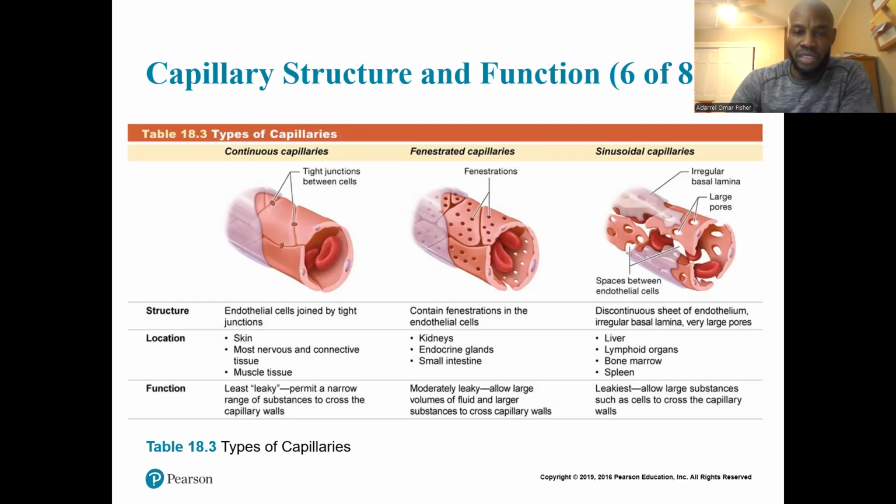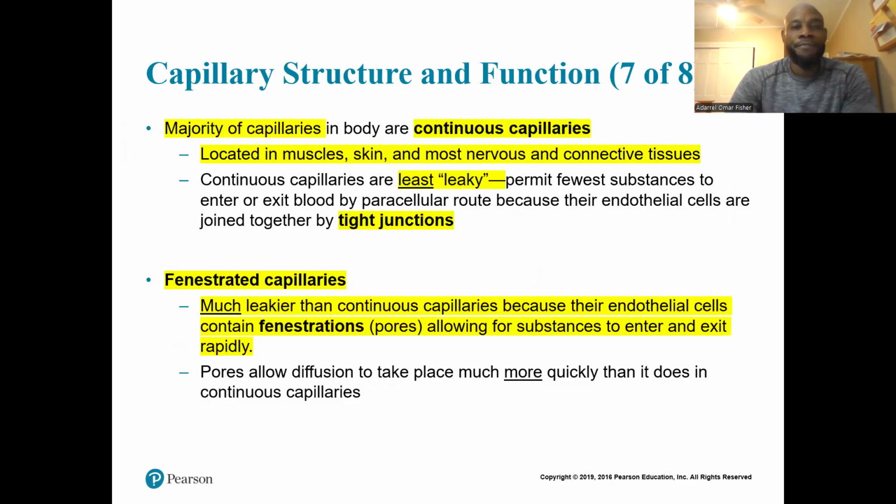Then you have fenestrated capillaries, kidneys, endocrine, small intestines, moderately leaky. Then you have sinusoidal capillaries, liver, lymphoid, bone marrow, spleen, very leaky. Allow things a lot to pass through. So the leakier it is, the more things can pass through. Majority of capillaries are continuous.